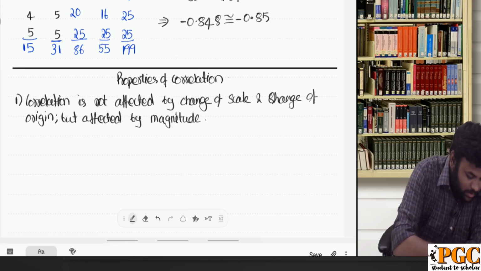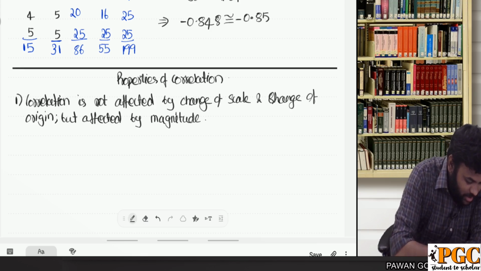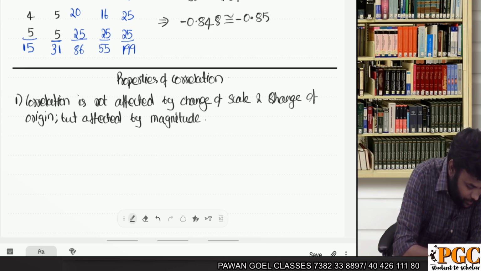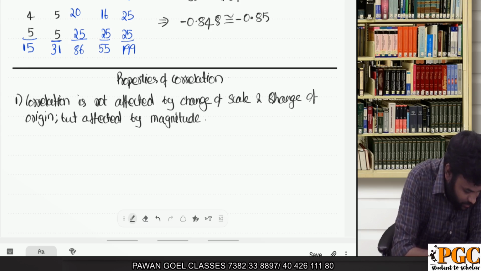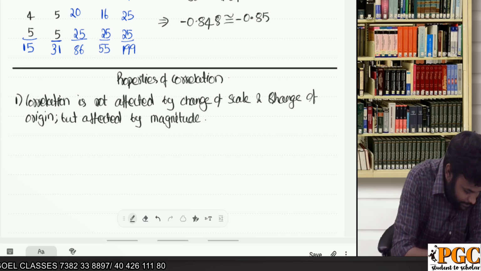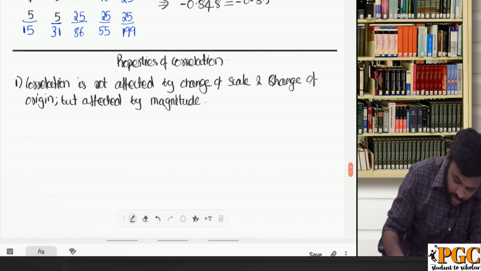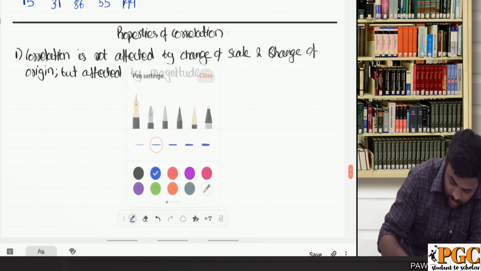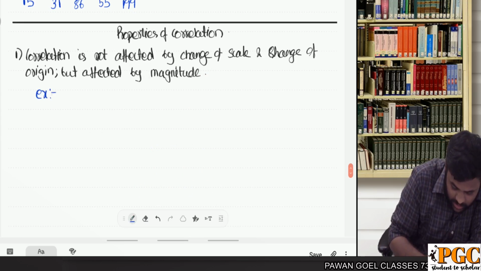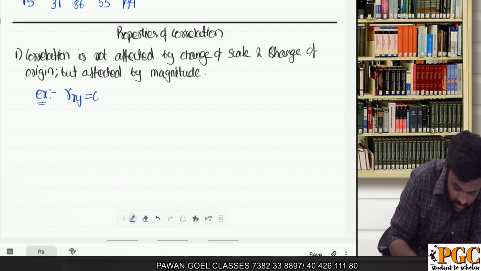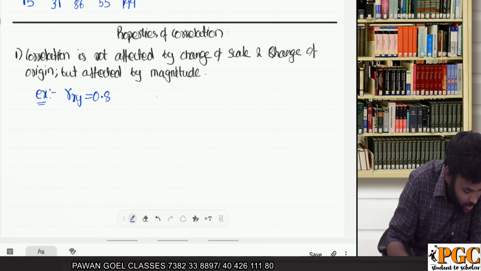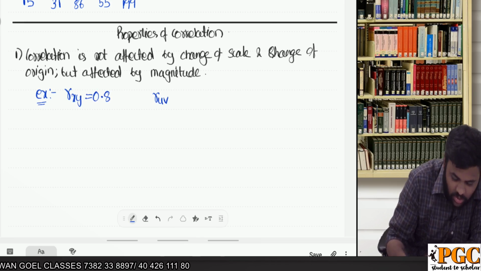Sir, what is this, but affected by magnitude? Simple my dear friends, let me discuss one small example related to this with you. One minute, give me one minute. Let me find that question. Now look my dear friends, say for example, it has been said that correlation of xy, Rxy is given as 0.8. We are supposed to compute Ruv.